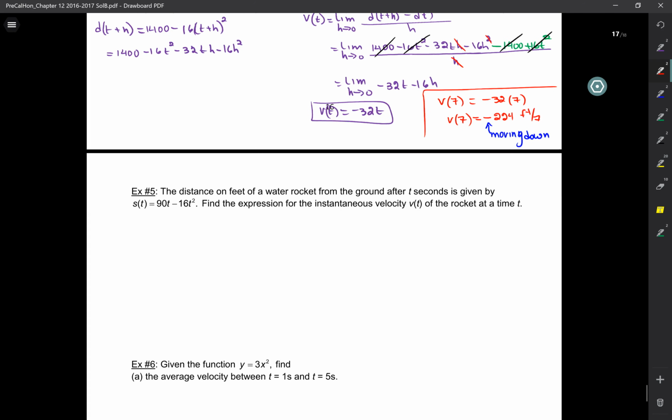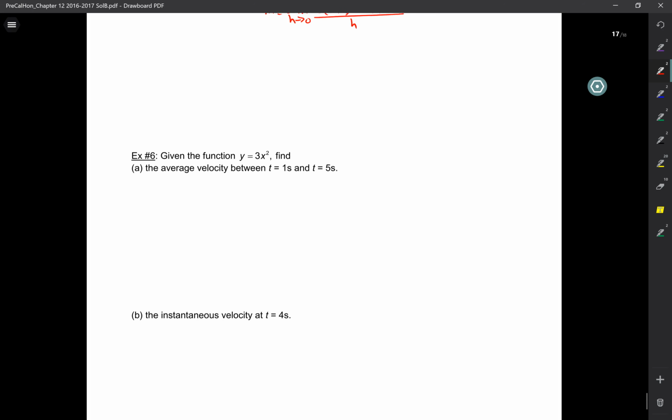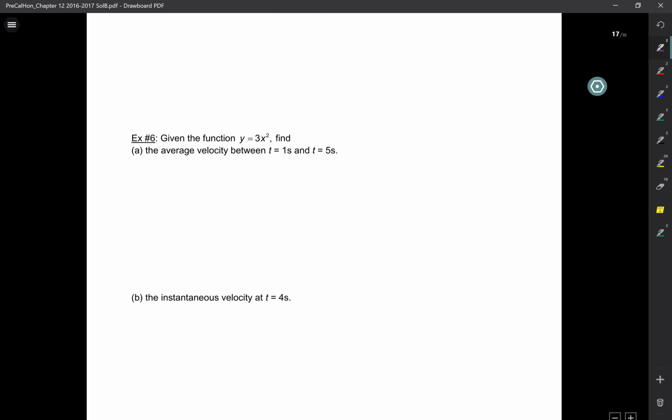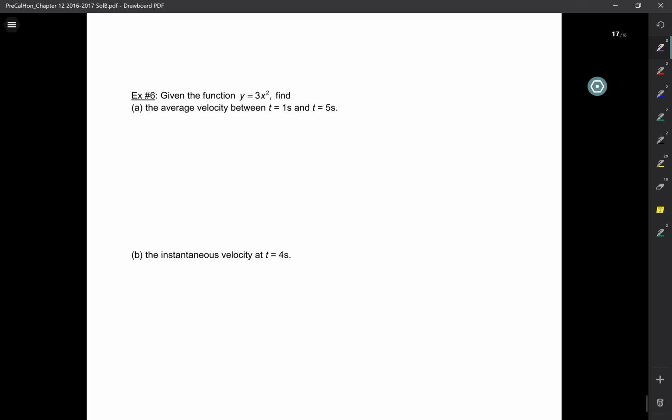Okay, so the distance in feet of a water rocket from the ground after t seconds is given by this. Find the expression for the instantaneous velocity at time t. Okay, what do we do here? We just have to find s of t plus h minus s of t over h as h approaches 0. Now, we all know how to do this. Do we then have to plug in a value once we get the answer in variable form? No. So that's where you stop. So let's move on to the next one. That one was an extra problem, and we all know how to do it. So we're going to move on to the next one.